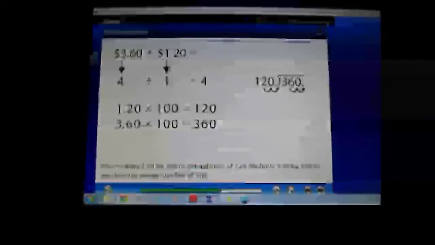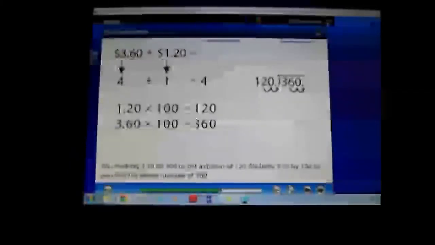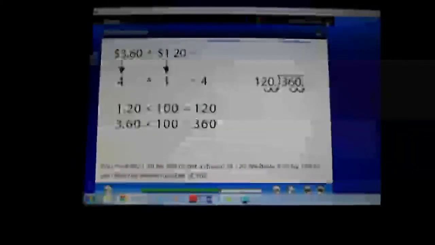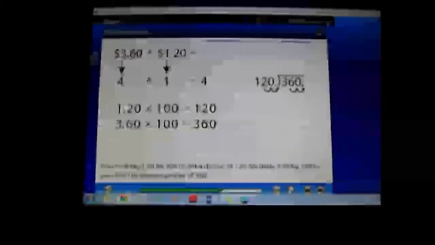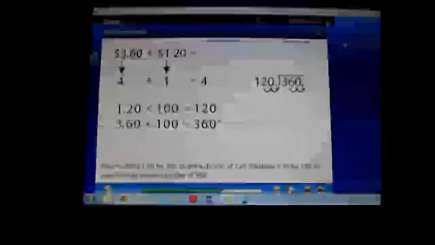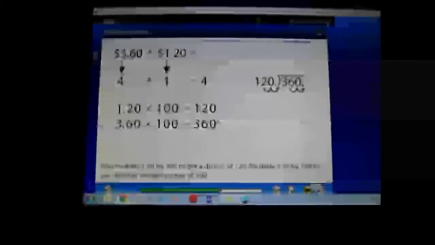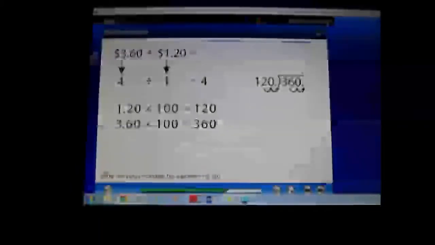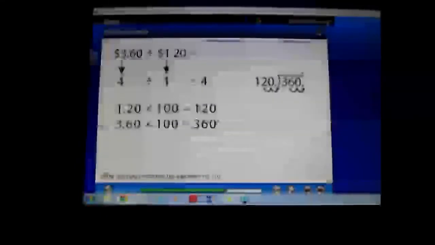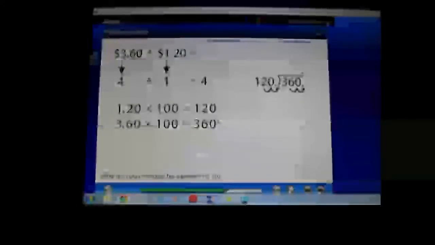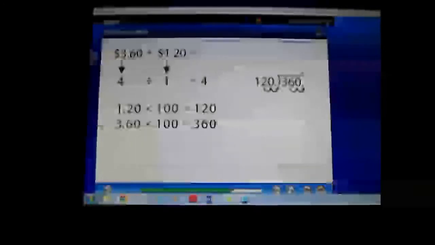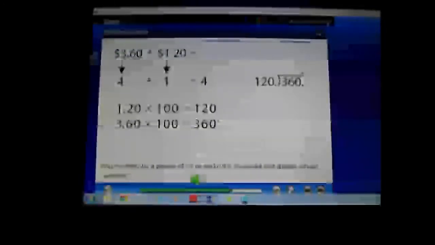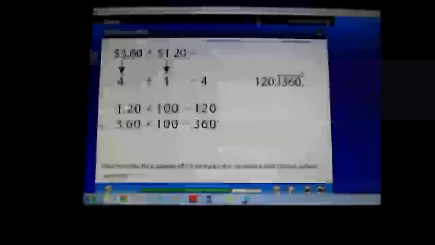Just like what I just said, when you multiply 1 and 20 hundredths times 100, you'll get 120, and 3 and 60 hundredths times 100 will give you 360, because you're moving the decimal 2 places to the right when you do that, giving you 2 whole numbers to work with instead of decimals. Why do you multiply by powers of 10? Because powers of 10 allow you to just move the decimal to the right. If you multiply by a different power, it wouldn't work out that way, where the decimal would just move over easily. Same thing to make the dividend and divisor a whole number.